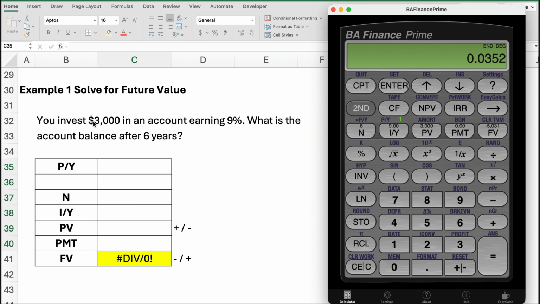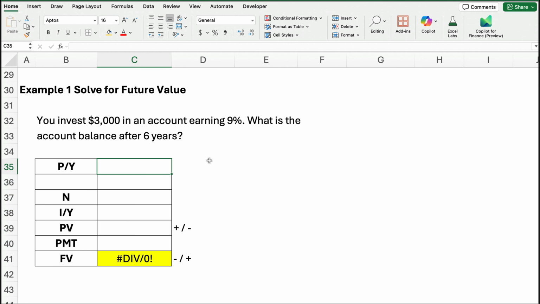You invest $3,000 in an account earning 9%. What's the balance after 6 years? Okay, so it looks like we only know 3 things, right? But if we don't mention something, we can safely assume that it's 0. So first of all, let's do the setting, periods per year. Is this an annual problem or is this a monthly problem? If it doesn't say, then we're going to assume it's an annual problem. So we'll make it 1 because it's annual.